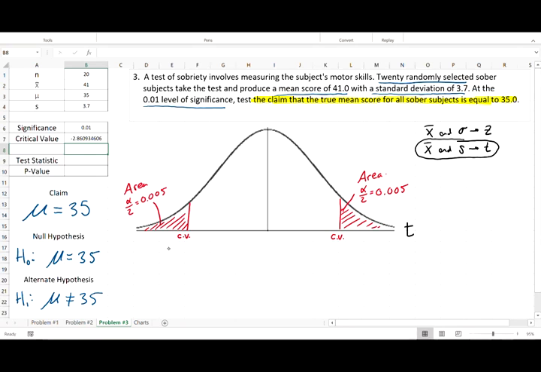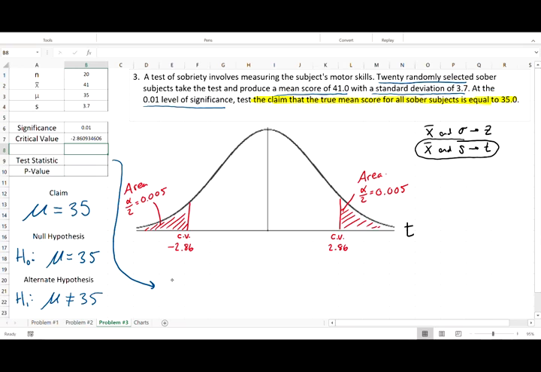So negative 2.86, positive 2.86. Okay, and now we can move on to the test statistic.